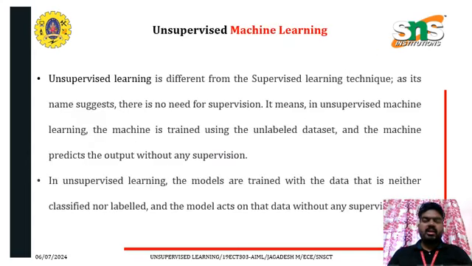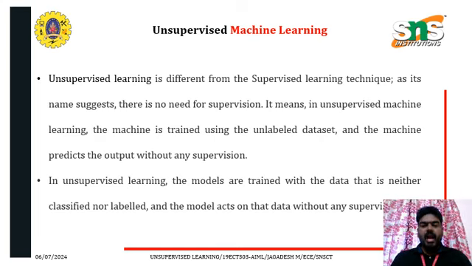So actually, what is unsupervised machine learning? Unsupervised learning is different from the supervised learning technique; as its name suggests, there is no need for supervision. It means in unsupervised machine learning, the machine is trained using unlabeled datasets, whereas supervised learning uses labeled datasets. Here we use unlabeled datasets, and the machine predicts the output without any supervision. In unsupervised learning, the models are trained with data that is neither classified nor labeled, and the model acts on the data without any supervision. That is called unsupervised machine learning.